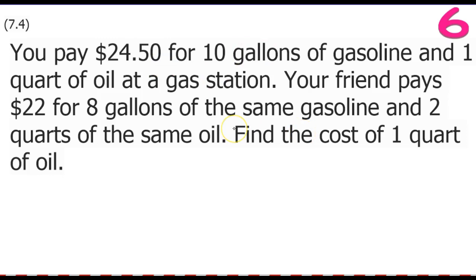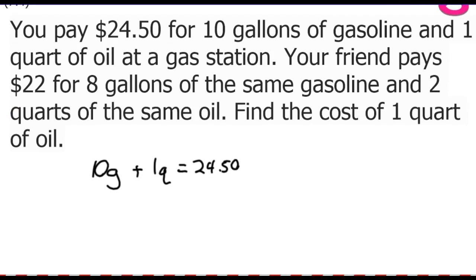Okay, so we know that you pay for 10 gallons of gas. So we'll say 10G for 10 gallons of gas. And then you pay for 1 quart of oil. So we'll say 1Q. And that equals $24.50. Your friend pays for 8 gallons of gas and 2 quarts of oil, and he pays $22.